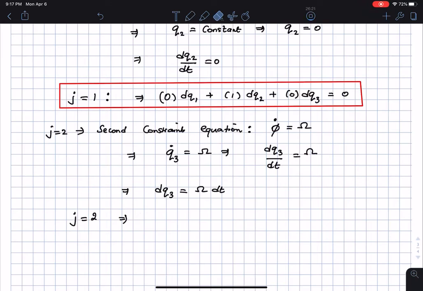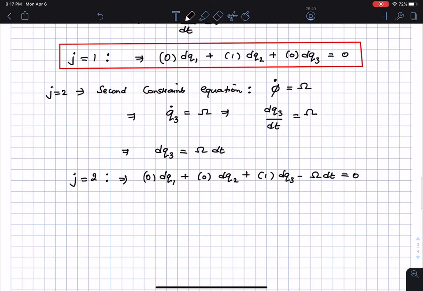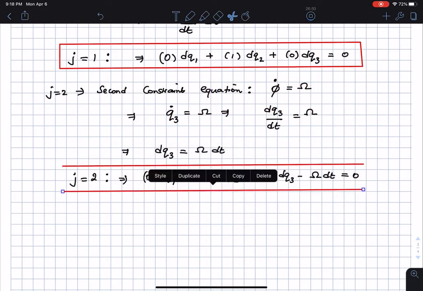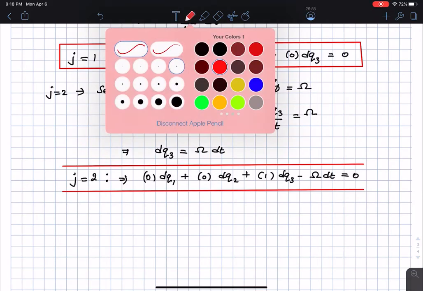If I rearrange this, the j is equal to 2 constraint is 0 times dq1, plus 0 times dq2, plus 1 times dq3 minus omega dt is equal to 0. So this is that equation. Let me copy some of these and bring them down here so that we can box this expression as well, and complete the box here with a different color.